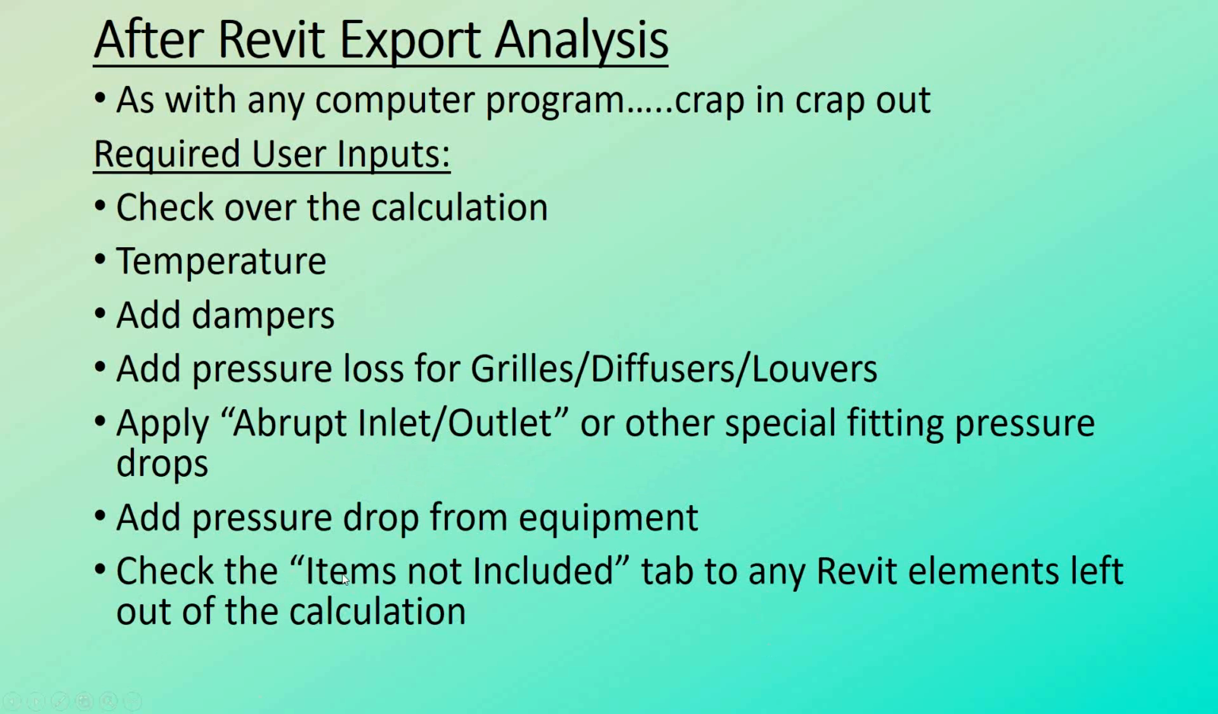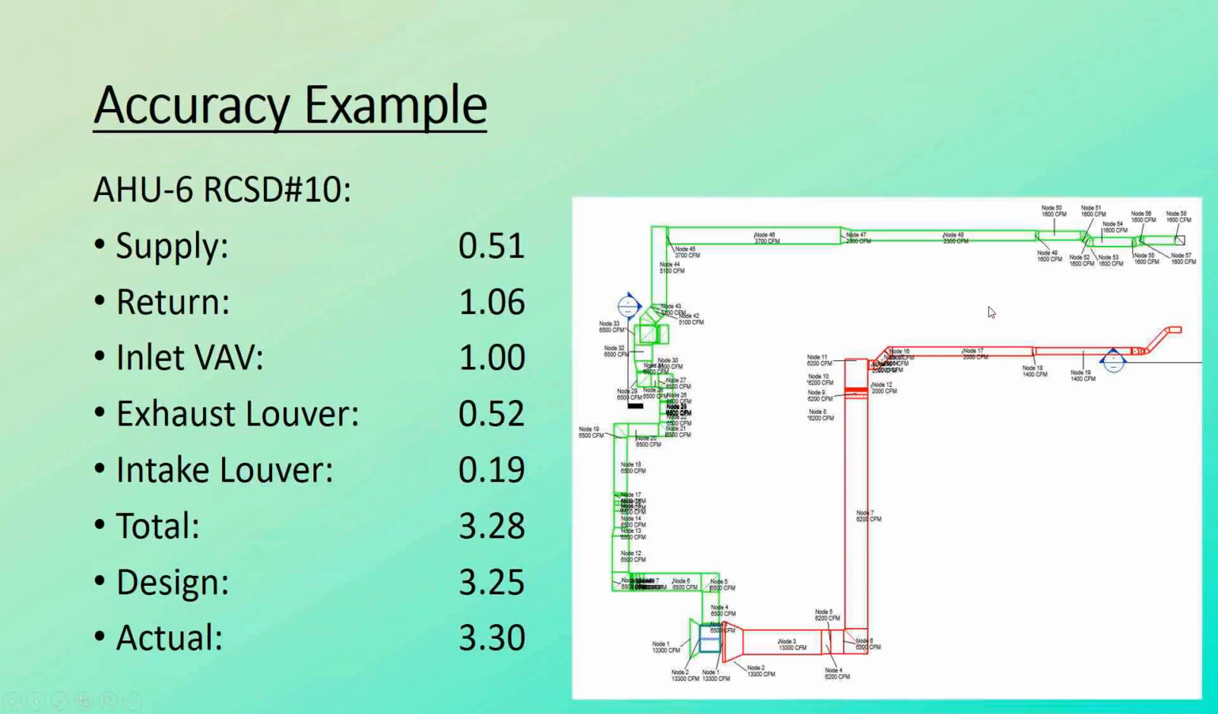Last thing you're going to do is go to the items not included. The program will output the elements that aren't included to a special tab on the spreadsheet. Take a glance through there, and we're going to take a look at that right now.